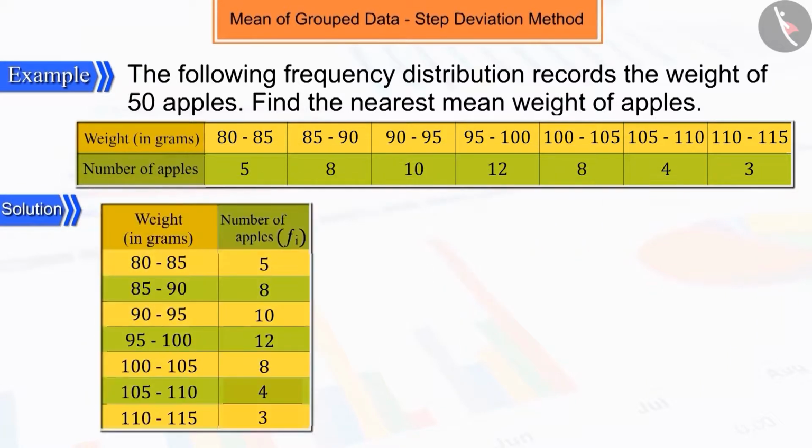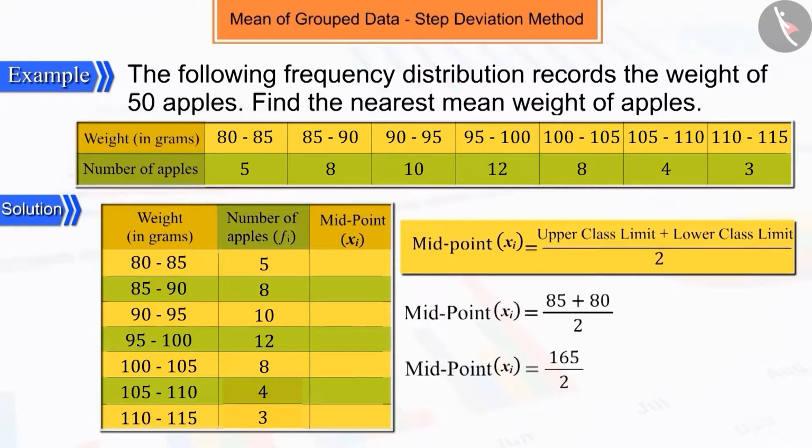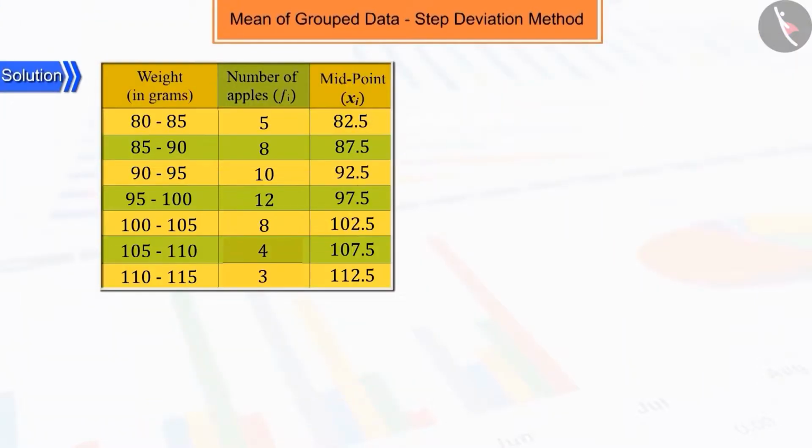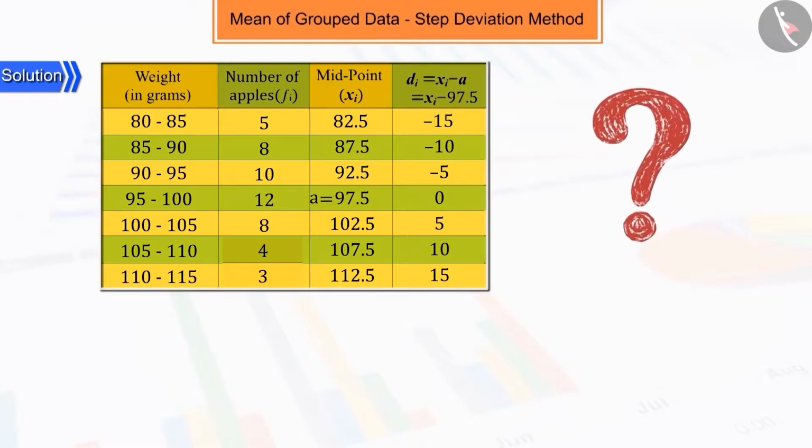We know that in order to find the mean, we first need to find the midpoint of this distribution table, which we find from the class intervals and show it in the table. To simplify the mean, assume 97.5 as the assumed mean A from among the xi and obtain the difference di between xi and A. Can you tell me what we will have to do next?